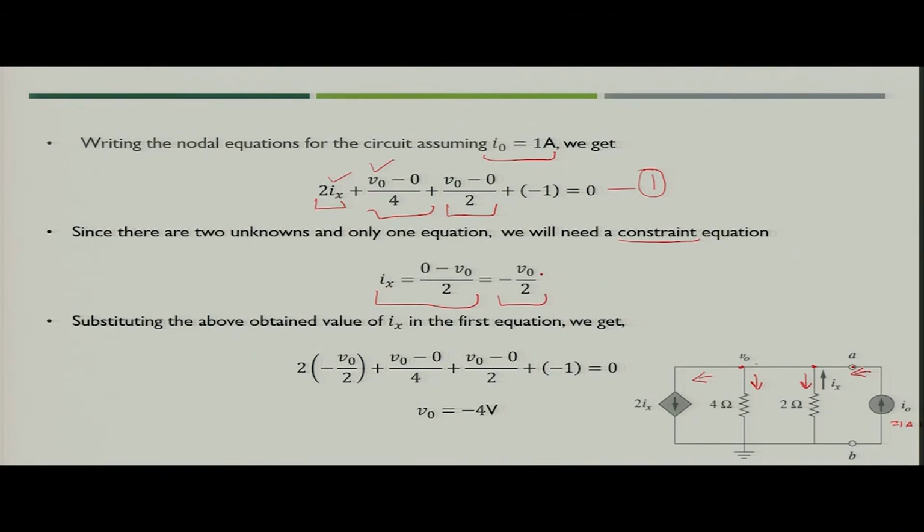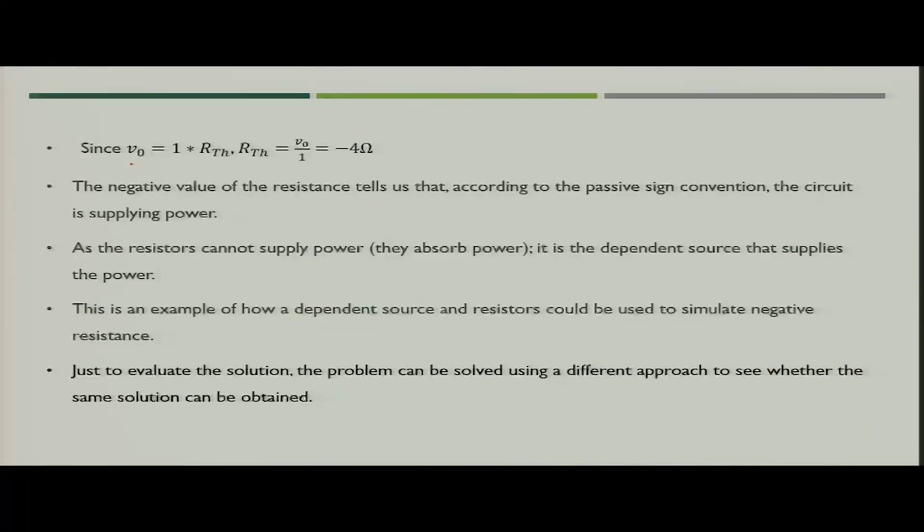So, what can we do? We can simply put this value of I x in the equation. Finally, when you put this value here, you will have only V naught as an unknown in this equation. So, you can simply solve it by putting the value of I x, that is minus V naught by 2, and when you solve it you will get the value of V naught, which is equal to minus 4 V. Now, since V naught is 1 into RTh, because I naught in this case is 1 ampere, simply the value of the Thevenin resistance would be minus 4 ohm.